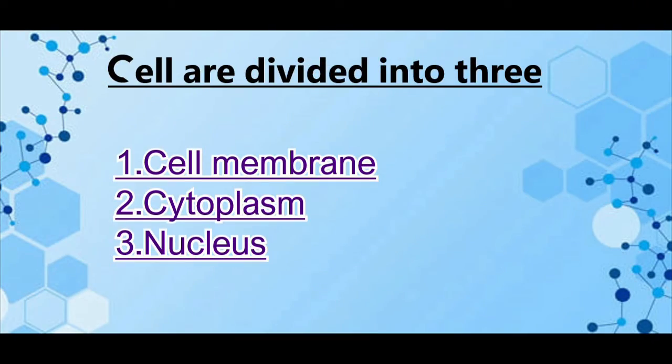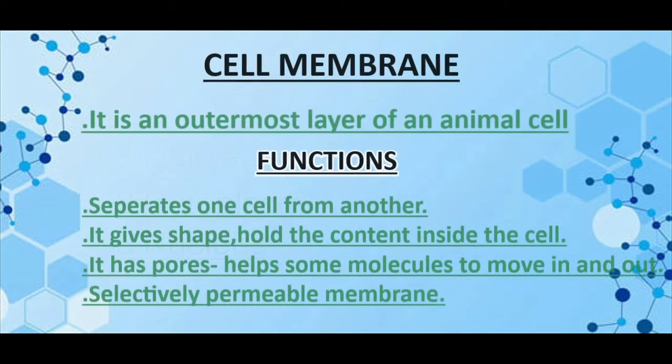Cells are divided into three parts: cell membrane, cytoplasm, and nucleus. Cell membrane. It is the outermost layer of an animal cell. Its functions are: it separates one cell from another, it gives shape and holds the contents inside the cell. It has pores, which help some molecules to move in and out.